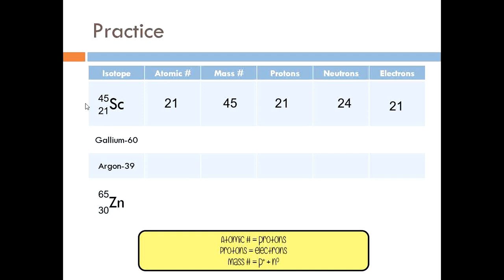Let's do the next one, gallium-60. Now again, what's missing from here? The atomic number is not stated. Remember that 60 is the mass number.